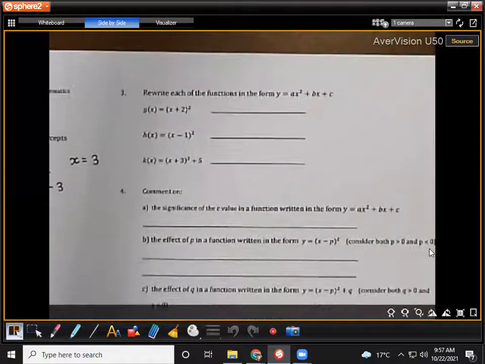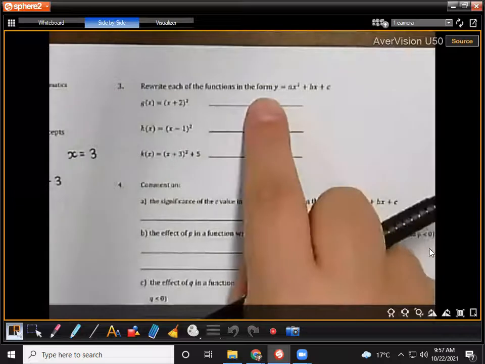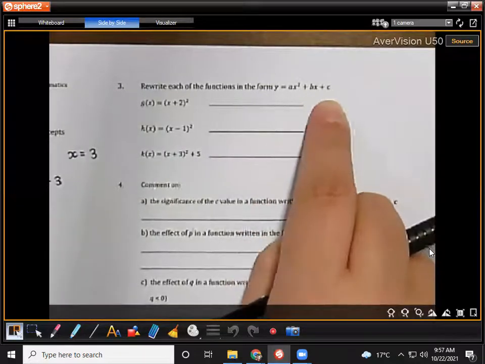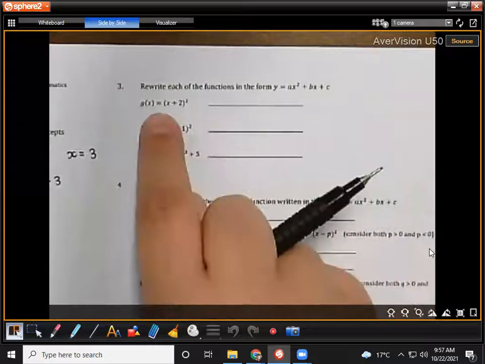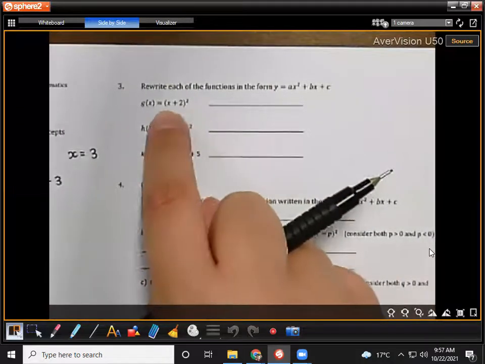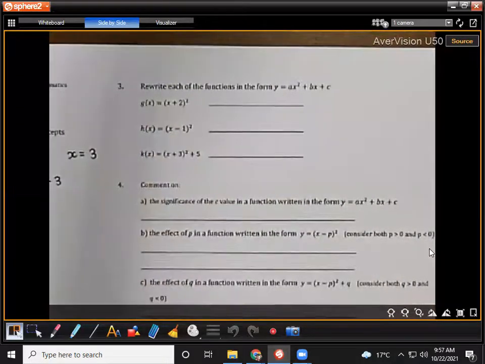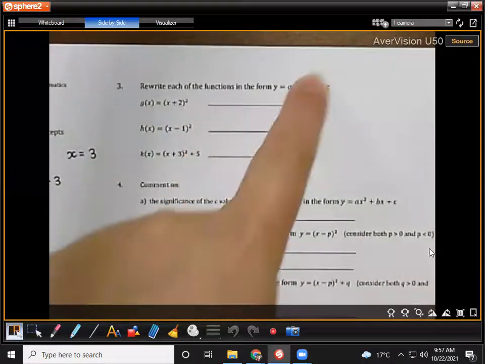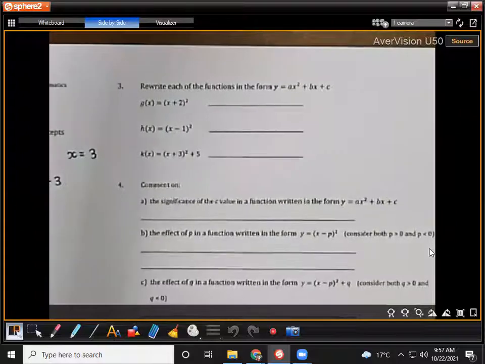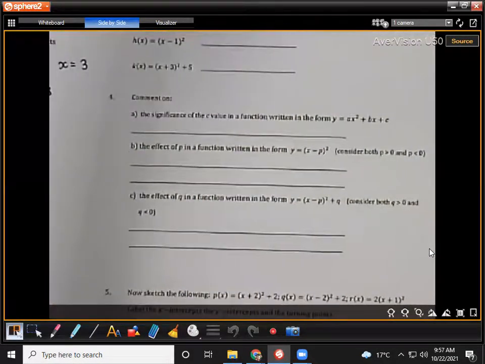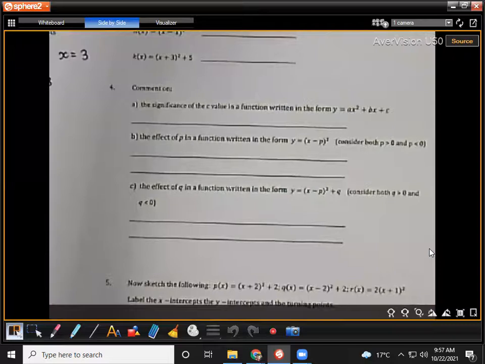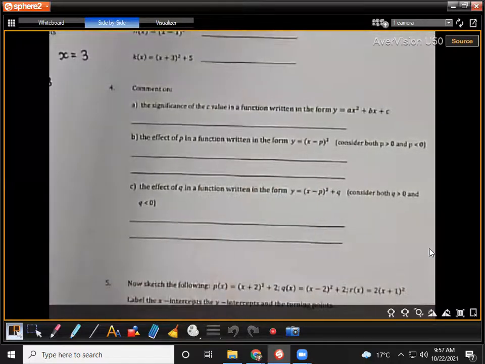Then they're saying rewrite each of the functions in the form y equals ax squared plus bx plus c. Guys, are there any brackets in this form? No, so if I have brackets, what must I do to get rid of them? Square, I suggest writing them next to each other and foiling them out, all right? Simplifying so that you have it in that form, ax squared plus bx plus c. And then you're going to comment on these things as well. All right, so you're going to use the graphs that you draw in order to comment on these things.